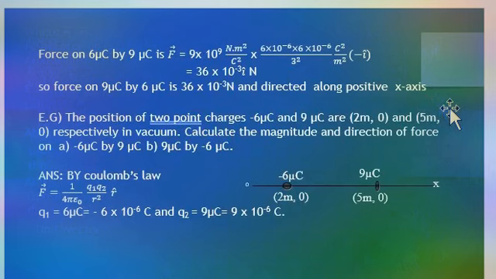So next, let's modify it a bit. Here, in the previous example, what was there?